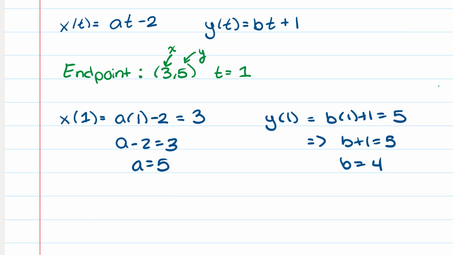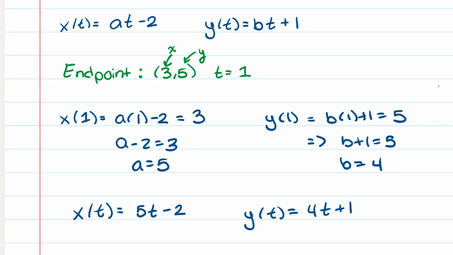So then my parametric equations are going to be x of t is equal to 5t minus 2, and y of t is going to be 4t plus 1. It's very similar to plugging things into line equations, but just a little bit different with parametric equations.